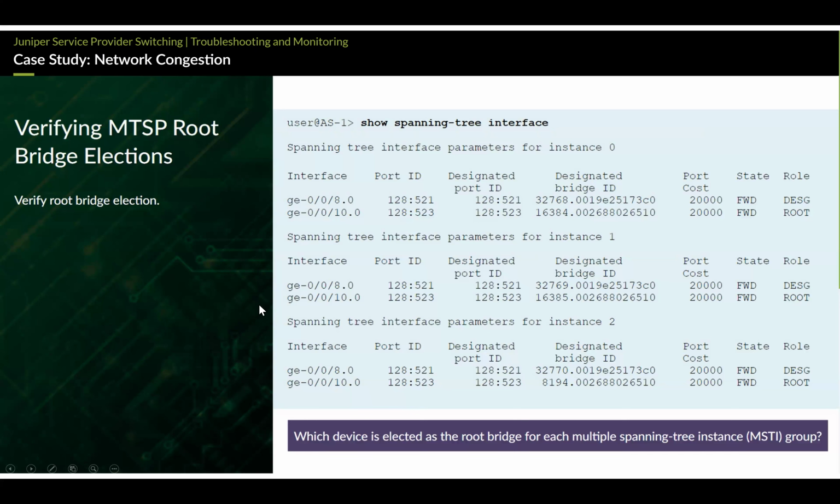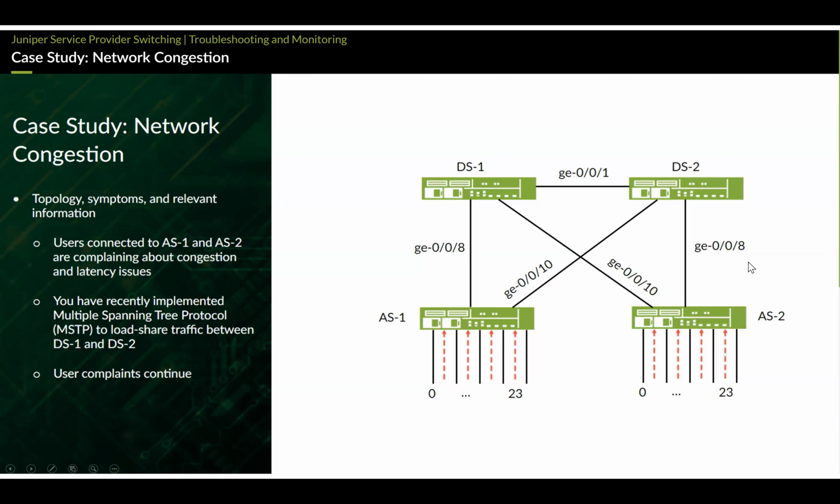Go to our case study section. Okay. So see, this is our topology. The problem is that the users connected with access 1 and access 2 are getting congestion and latency issues. So we need to resolve this problem.